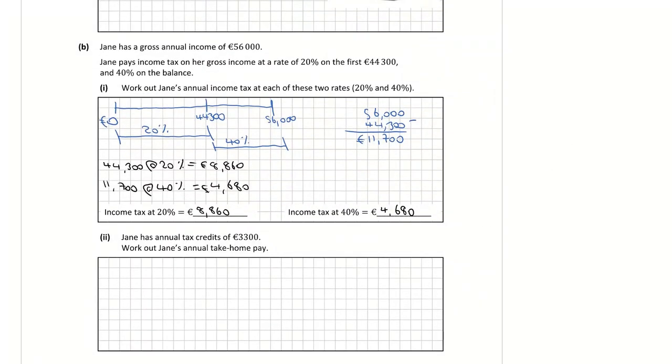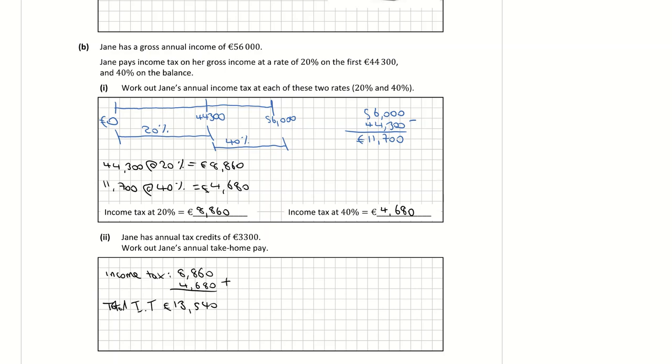Looking at B part two now, it's telling us that Jane has annual tax credits of 3,300 euro. Work out Jane's annual take-home pay. First thing I want to look at here is finding out Jane's total tax. So I'm going to go back up to B part one and add our income tax. Her income tax was the lower rate, 8,860, and I'm going to add on the 4,680 to that figure, which gives me 13,540 euro. That's her total income tax, IT.